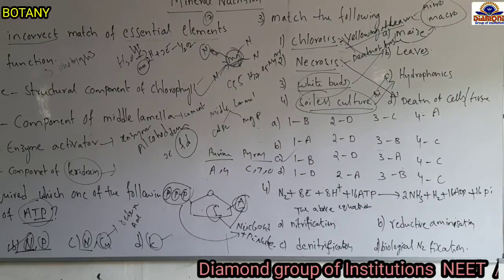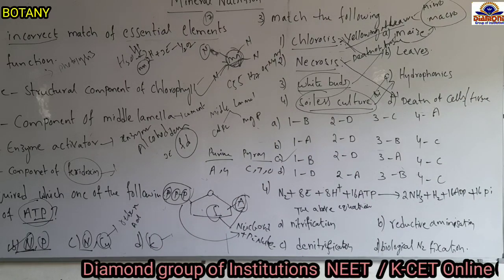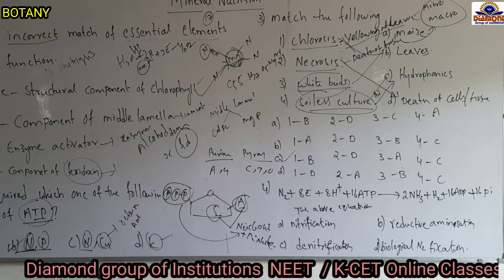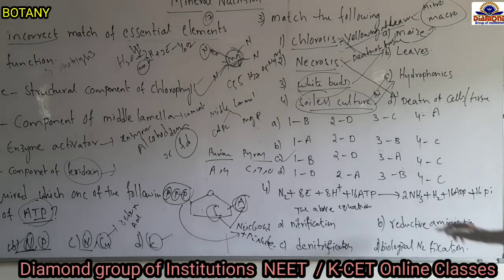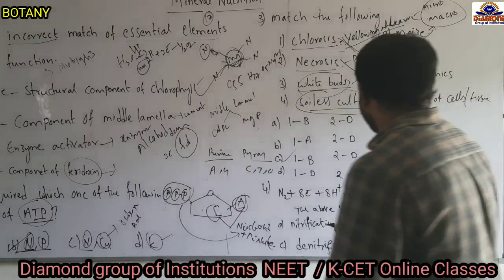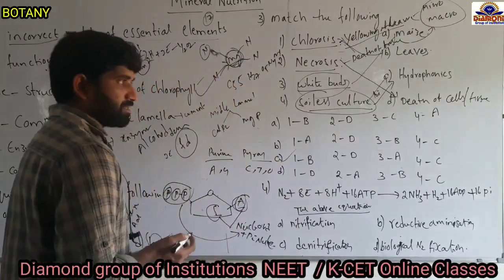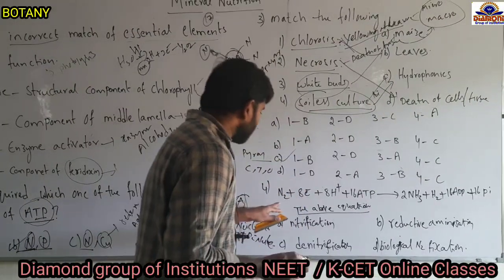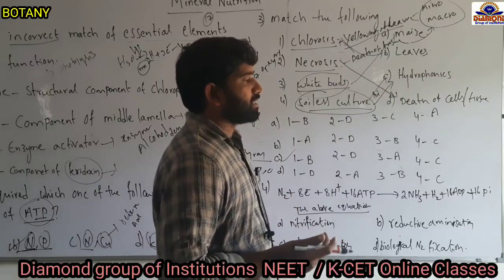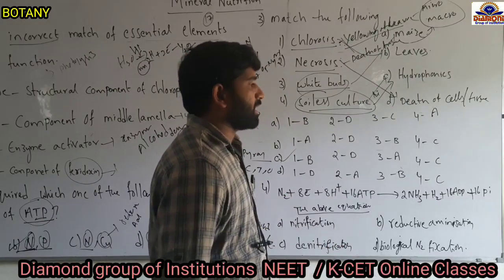And next question: N2 plus 8 electrons, 8 protons plus 16 ATP molecules gives rise to 2 ammonia molecules and 2 protons and 16 ADP plus 16 inorganic phosphate. The above equation says... So this equation is seen at the time of nitrogen fixation, in the nitrogen cycle.